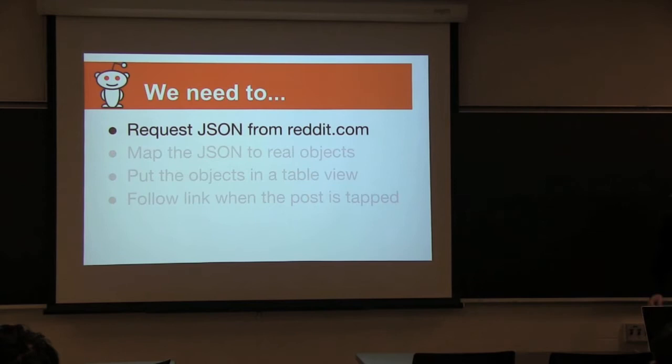So back to the list of things we need to do. Actually, I want to stop again for questions. If anyone has any questions at all? No. So first thing we need to do is request JSON from Reddit.com. The Reddit API is really nice in that we really just have to query a URL and get back what we want, and we don't have to pass any parameters at all.